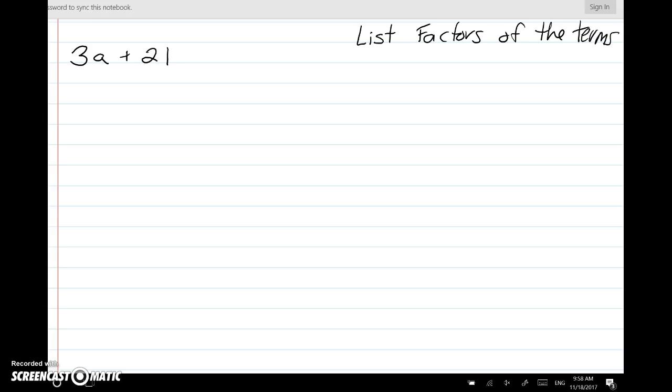So, my first term is 3a, and the factors of 3a are just going to be 1, 3, and a. Plus 1 and 3 together, 1 times 3 is 3, and 1 times 3 times a is 3a. Now, for 21, my factors for 21 are 1 and 21, 3 and 7. And I'm going to look for the common factors.